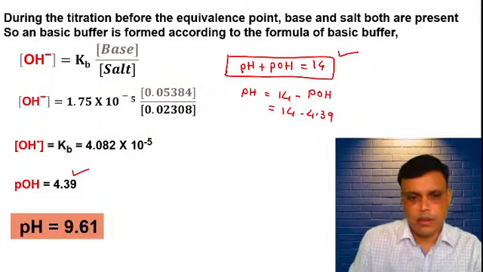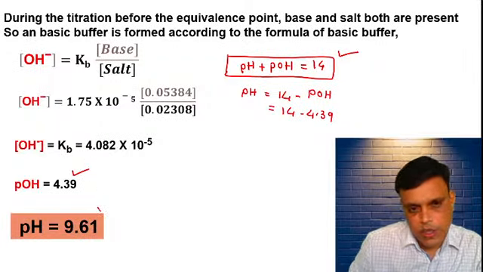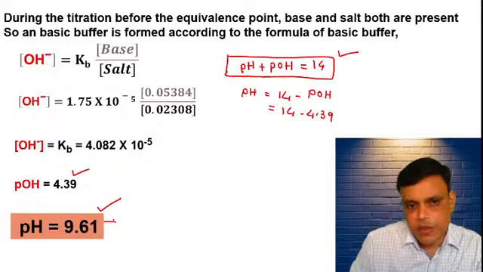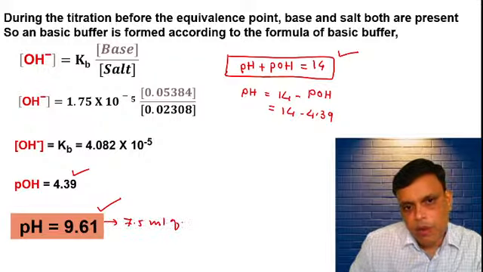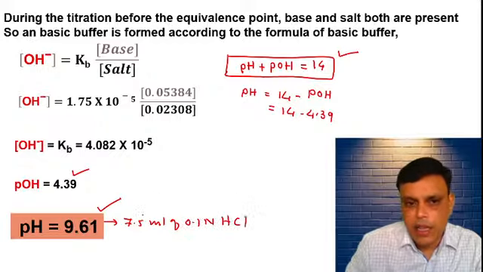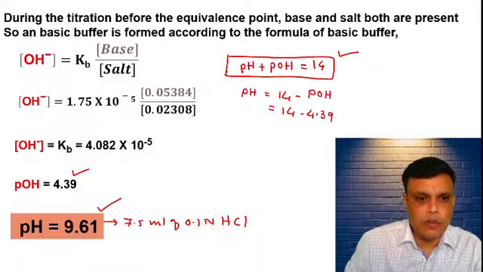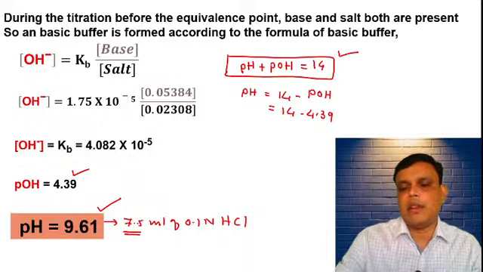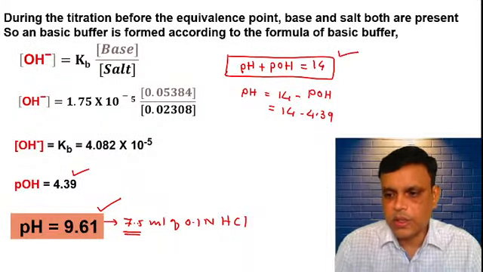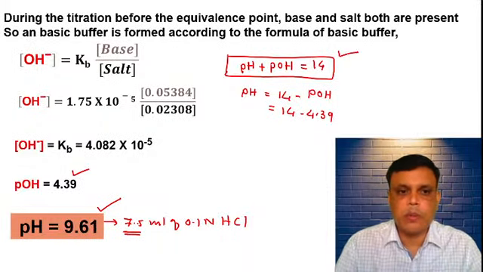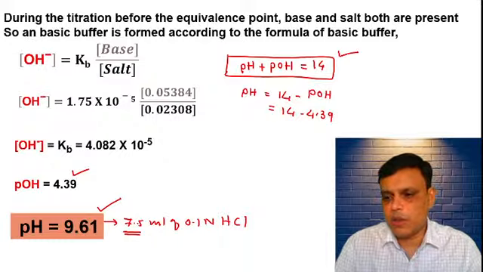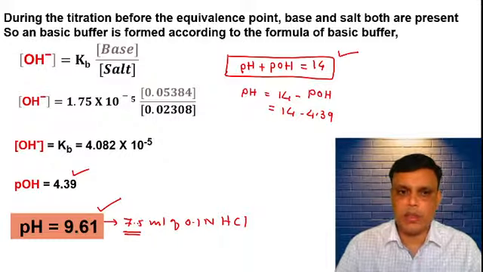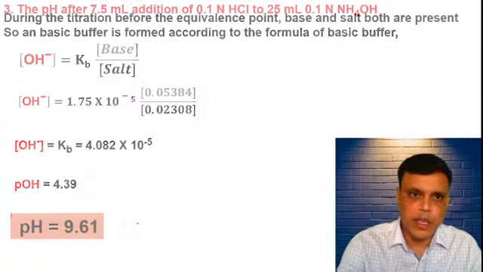See here. pH is 9.61. So this is the pH value when we add 7.5 ml of 0.1 normal HCl into the conical flask. कितना HCl ऐड किया है? So at that point your pH will be 9.61. So in this way you have to calculate the pH. Okay, then we will go to the next point.